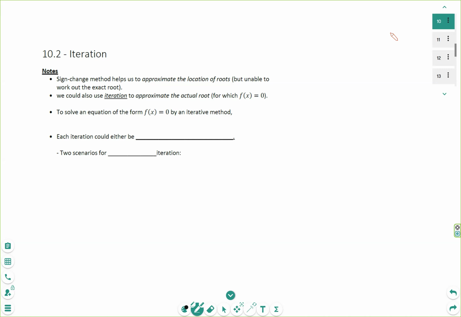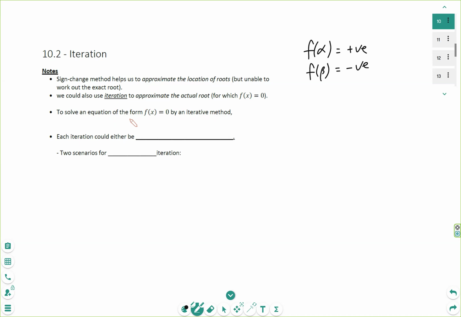Right, so iteration. Last lesson in 10.1, we looked into the sign change method. The sign change method helps us to approximate the location of the roots, but is unable to work out the exact root. If f of alpha is a positive number and f of beta is a negative number, there's a root in between alpha and beta, but we don't know exactly what the root is. However, iteration can help us to approximate the actual root. That means the actual solution.